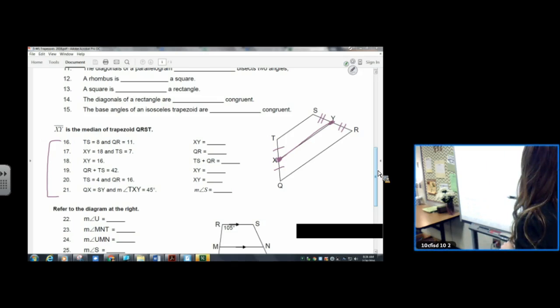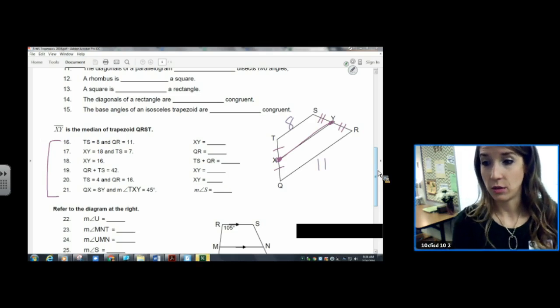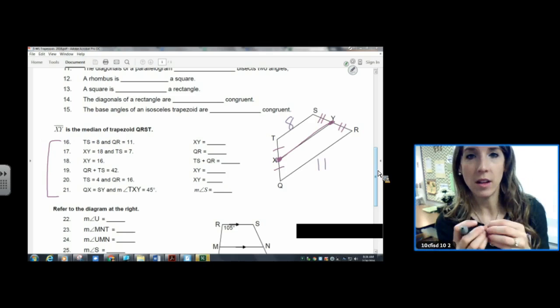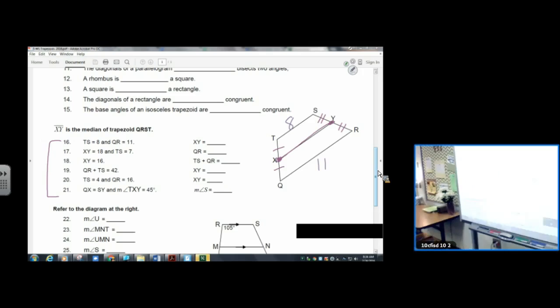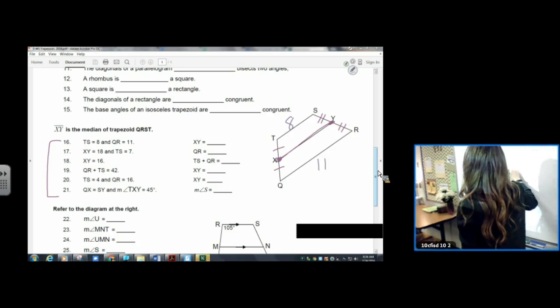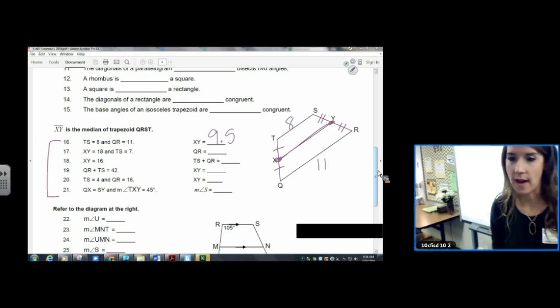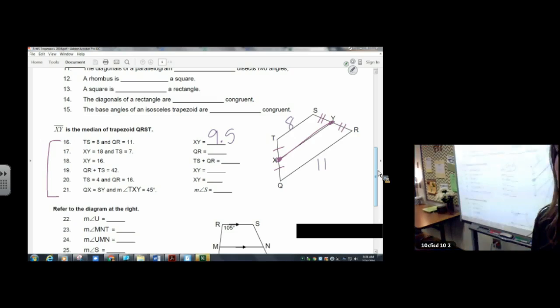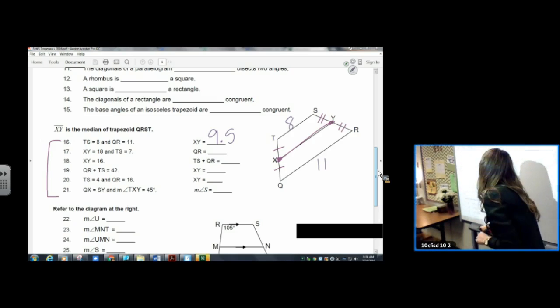TS is 8 and QR is 11. Add them up and divide by 2. The mid-segment is in the middle of those two numbers. What number is in the middle of 8 and 11? Of course, if you get a decimal, it's not a problem. 9.5. Yep.